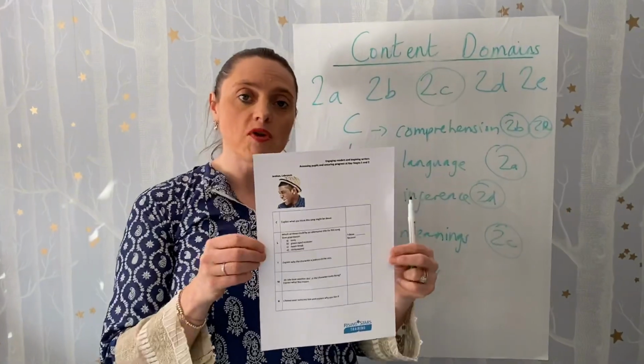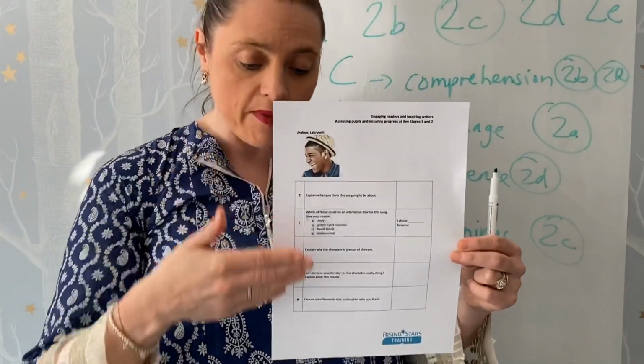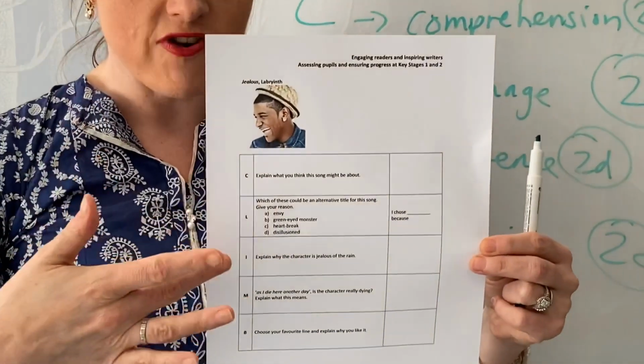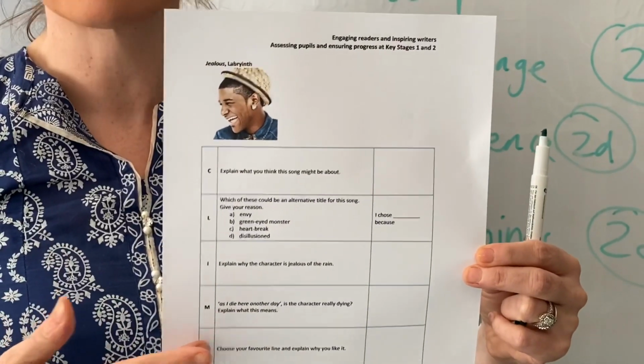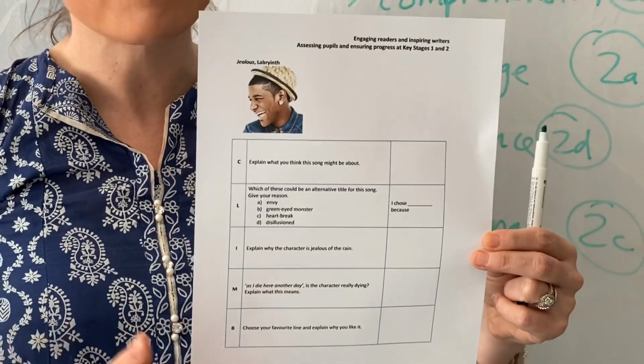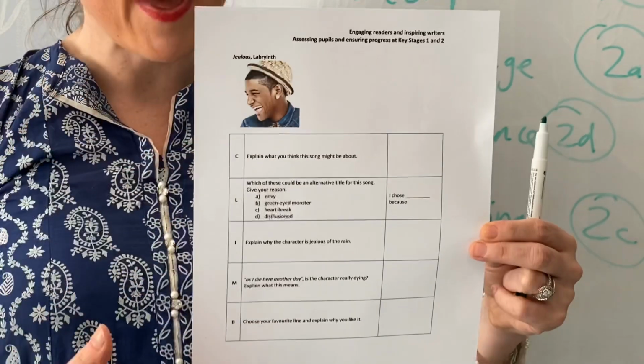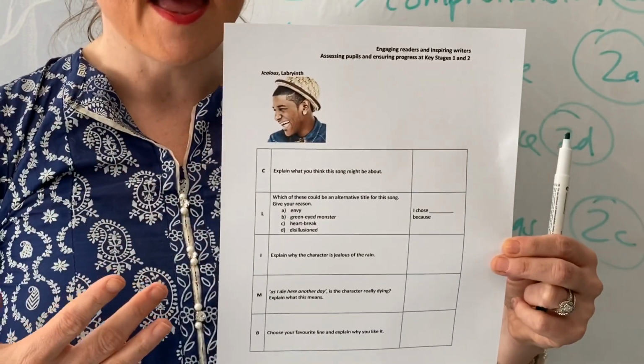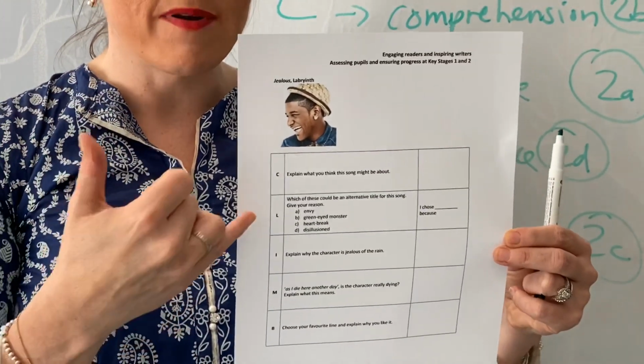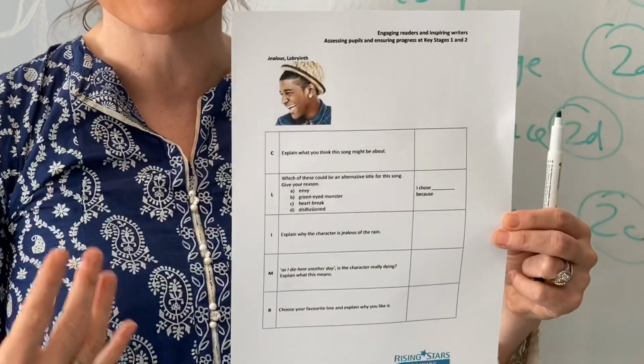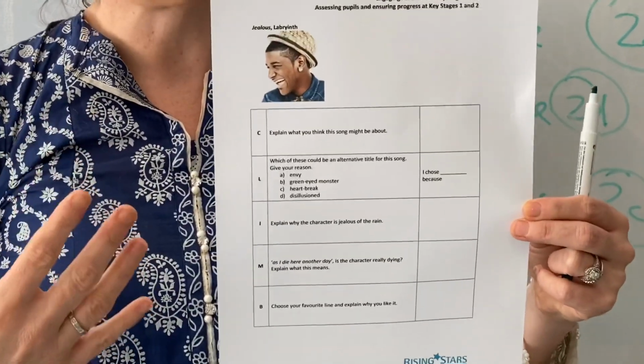For year 5, I'm going to upload some song lyrics that follow the comprehension, language, inference, meanings and B for books, which is sometimes a literal question or sometimes a grammar focus. This is based on Labyrinth's lyrics to Jealous. I'll just give you a little bit of an example of the language question, because I did this as a live guided read not that long ago.